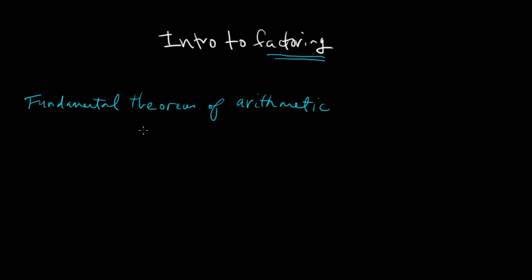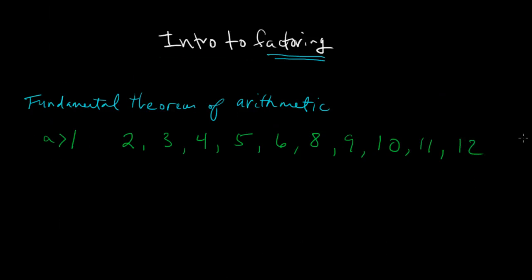Now, what this says is that for all numbers greater than 1, they are the product of prime numbers. So let's take a look at that. Here's 2, 3, 4, 5, 6. Let's go all the way up to 10. Let's go further. Let's go to 11 and then 12. And let's see how this plays out.